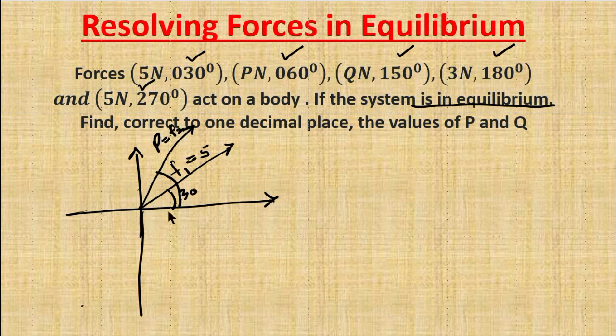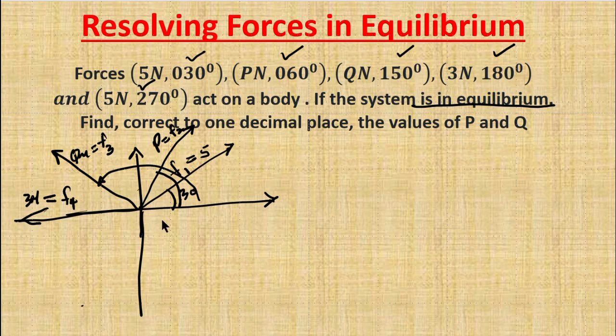And thirdly, if my Q Newton is at 150 degrees, that means it lies in the second quadrant. I want to pick it this way in the second quadrant, so I can trace this way to be my 150 degrees, and here is my Q Newton, and I would like to refer to this as my F3. And the fourth force is my 3 Newton, which lies on 180 degrees. So here is 180 degrees because it lies on the x-axis, but on the negative side of the x-axis. So I'll take this as my 3 Newton and I'll tag this as my F4.